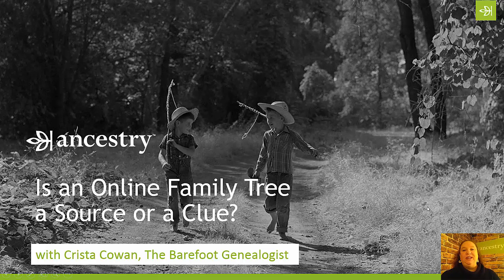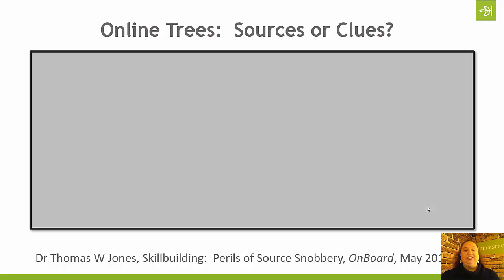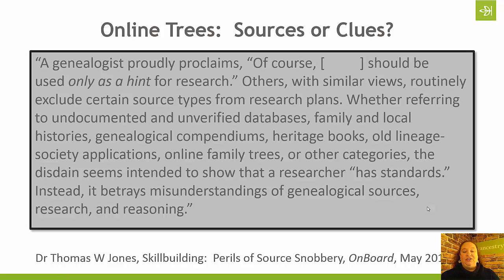Now, the majority of what we're going to talk about today actually comes from an article that was written by Dr. Tom Jones. He is on the board for certification of genealogists. He has been the editor of several genealogical magazines. He is a brilliant family historian. I have taken week-long courses from him because I just love learning from him. I buy everything he writes. But he wrote an article back in 2012 for the BCG Onboard magazine called The Perils of Source Snobbery.